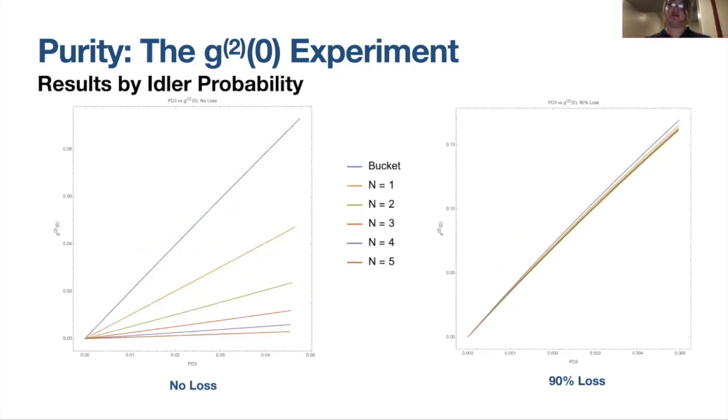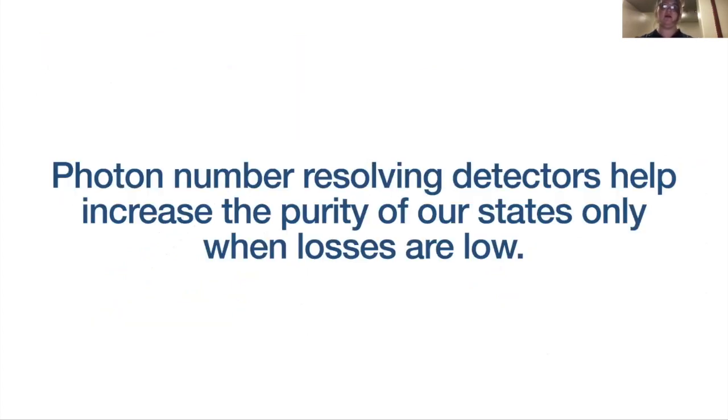We can also graph these in terms of the probability of getting a detection, and we see pretty much the same result. When there are no losses, they're good. There's a significant difference between using bucket type detectors and photon number resolving detectors. But when there are losses, we're kind of out of luck and there's not really significant improvements. So to sum up, photon number resolving detectors help increase the purity of our states, but only when losses are low.